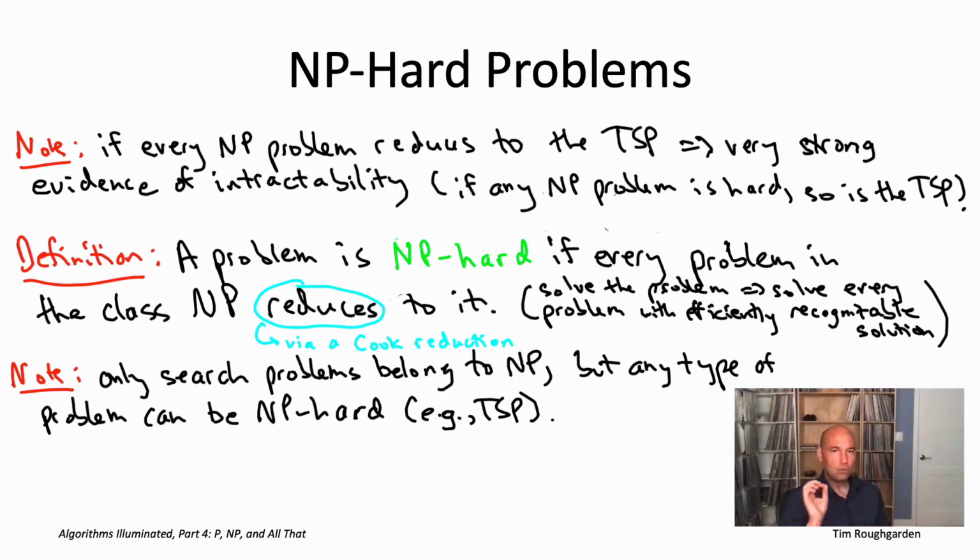Many books actually use only a restricted form of reduction called a Levin reduction, which we'll discuss in the last video in this sequence when we talk about NP-completeness. And in particular, if you're using only Levin reductions, you're stuck with only search problems being NP-hard. So if you use that definition, you can't actually say the TSP is NP-hard. That would be incorrect. You'd have to say the search version of the TSP is NP-hard. Whereas with this definition, we can just flat out say the TSP is NP-hard. That's just a true statement with this definition.